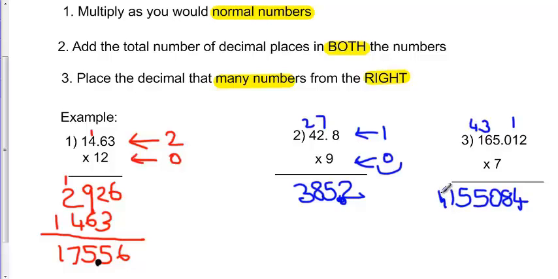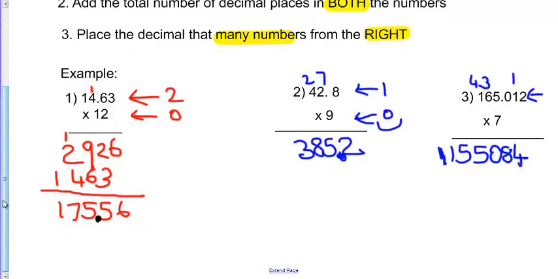Alright, now, where does my decimal go? How many digits do I have? I have 3 digits here, and I have none here. That's a total of 3. 1, 2, 3, and my decimal goes right there between those numbers. Alright, moving on.